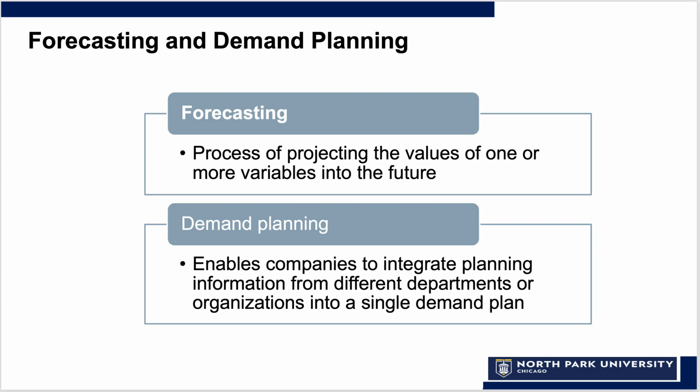Demand planning is a methodology companies use to integrate planning information from different departments or organizations into a single demand plan or forecast. A demand plan begins with a forecast. They call it a baseline statistical forecast, and then add company intelligence to it as they proceed.